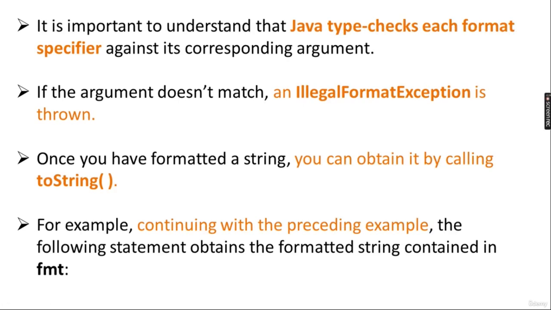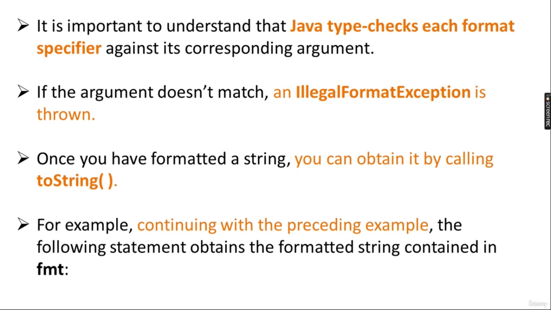Java type checks each format specifier against the corresponding argument. Those are variable length arguments. If the argument does not match, an IllegalFormatException is thrown. Once you have a formatted string, you can obtain it by calling the toString method.